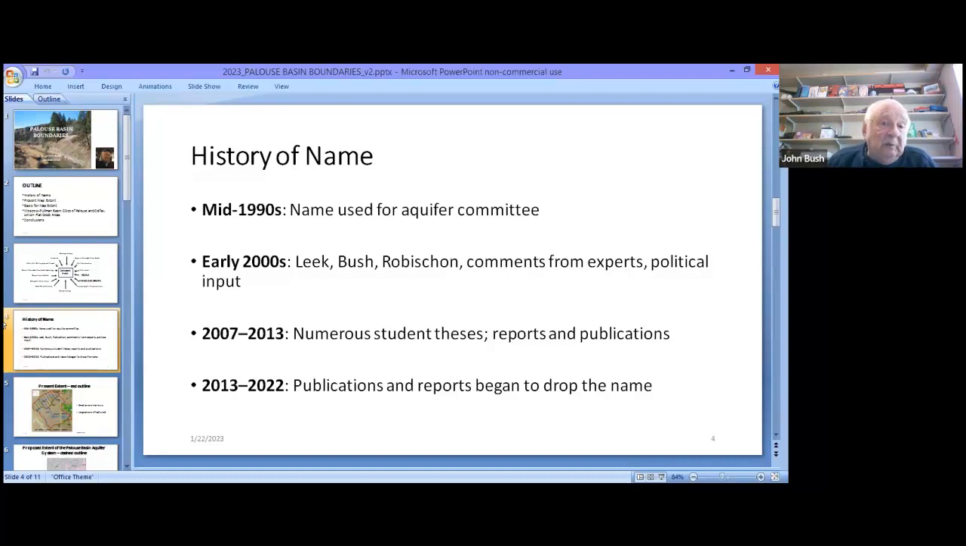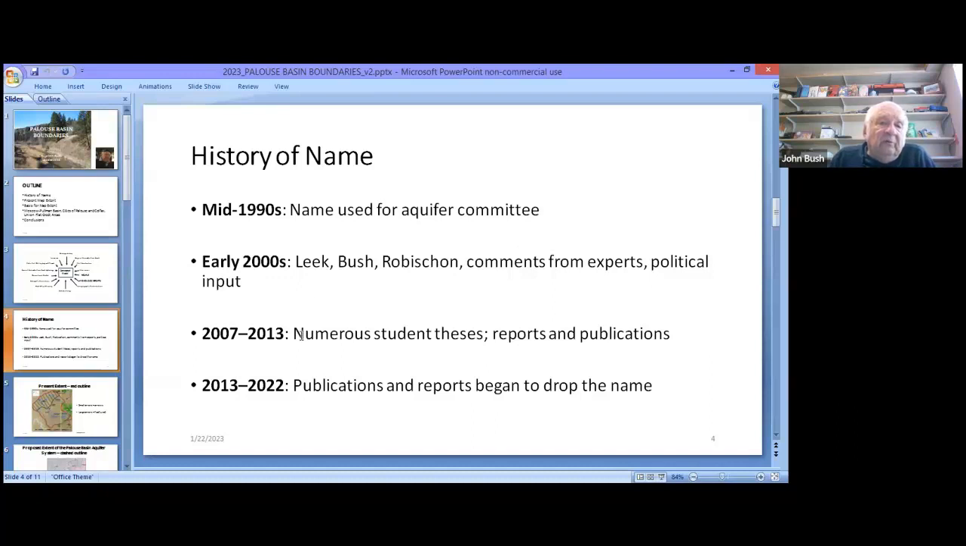In the early 2000s, people started to ask, wait a minute, what is the Palouse Basin? Where are our boundaries? So a group of people went together to determine what our boundaries were. Frida Leak had done the most work at that time, and so her work was used as a basis. I was consulted for my ideas. Steve Robuchon was the one collecting some of the ideas. Comments were from experts, and we had political input about where these boundaries are. It wasn't totally based on geology or hydrology.